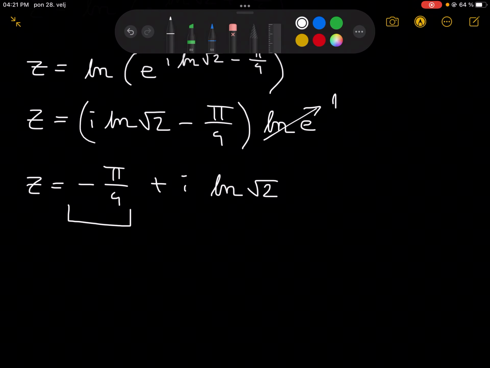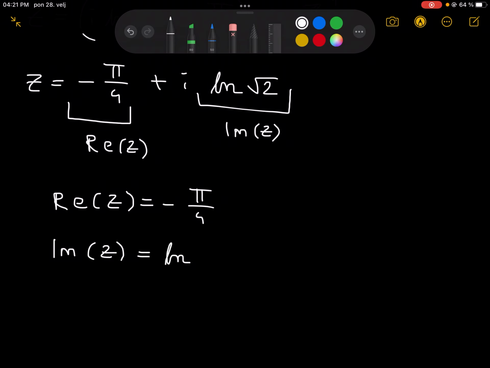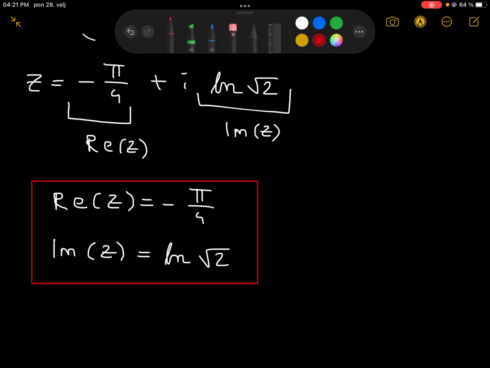Now this here is the real value of z, and this here is the imaginary value of z. I'll write that down nicely. The real part of z is equal to negative pi over 4, and the imaginary part of z is equal to the natural log of the square root of 2. So that's our final answer to this problem.